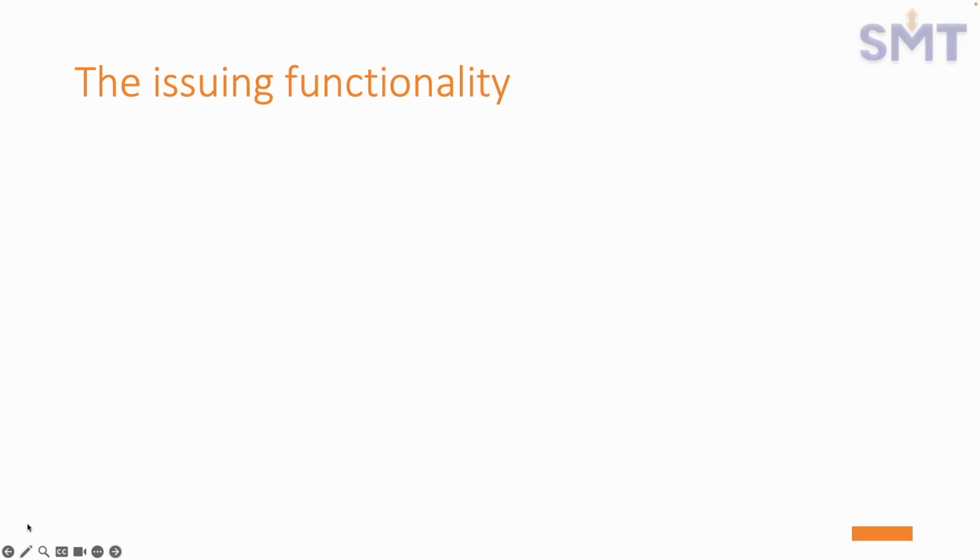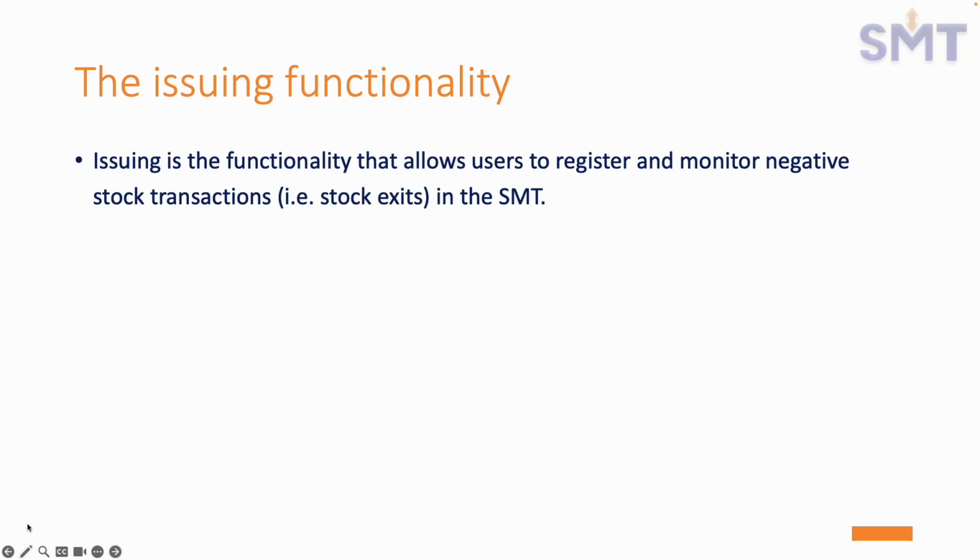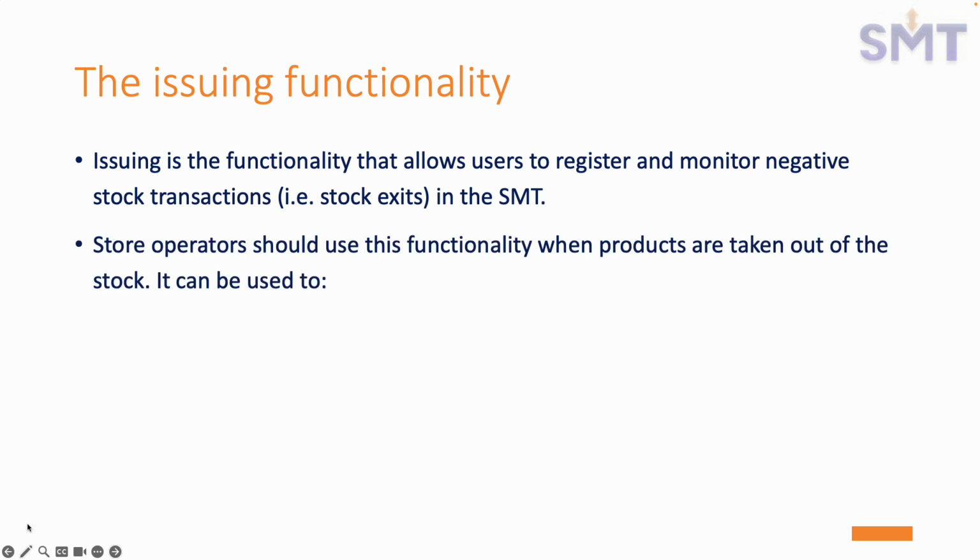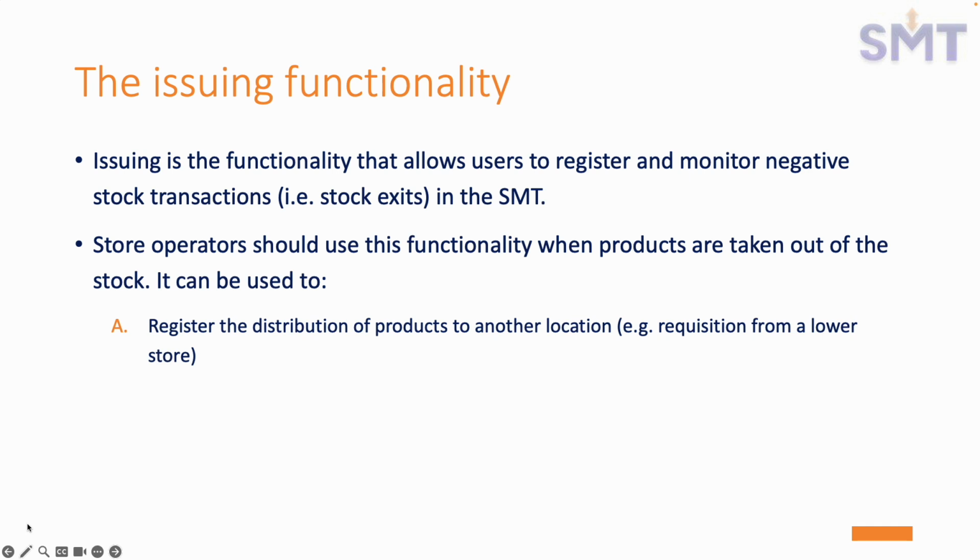So let's start by understanding what the issuing functionality is and when to use it. Basically, issuing is a functionality that allows users to register and monitor negative stock transactions. That means exits of stock from the SMT. The store operators should use this functionality when products are taken out of the stock. So it can be used to register the distribution of products to another location.